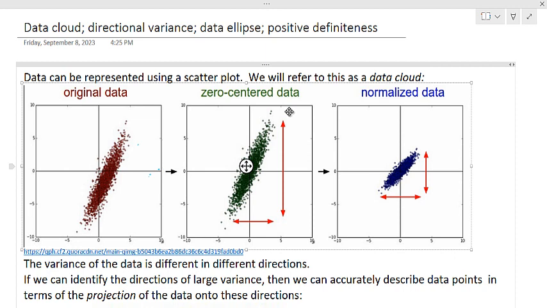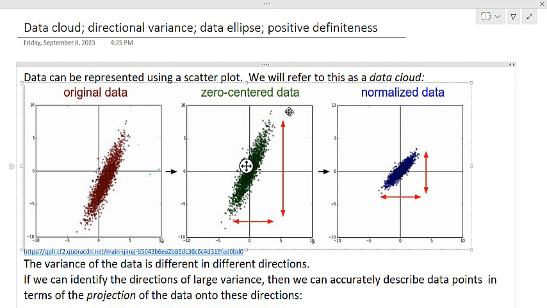So the first step in data standardization is to subtract the mean. And you can see that the mean of this data cloud is not at 0, 0. Now, mean is basically the point in the center. And in order to standardize the data, first we need to move the mean to 0, 0. And we do that by subtracting the mean. We end up with something like this.